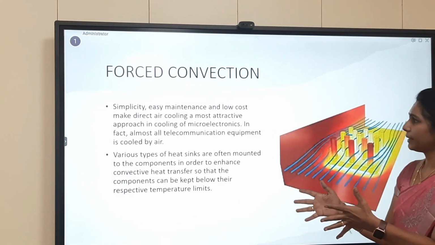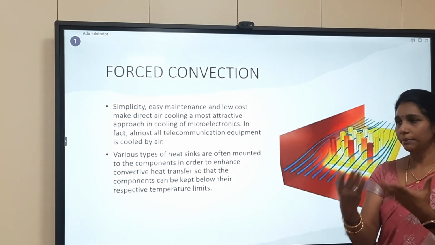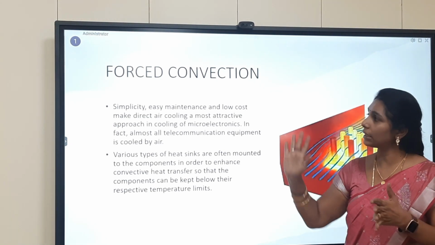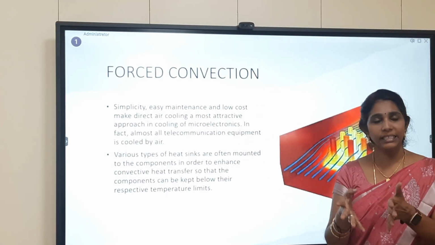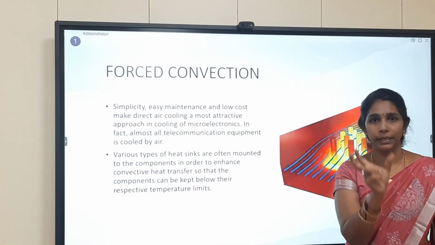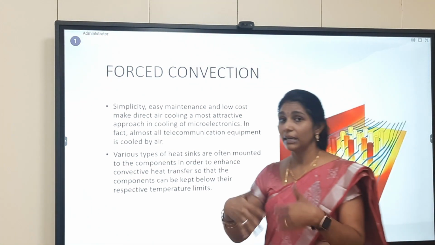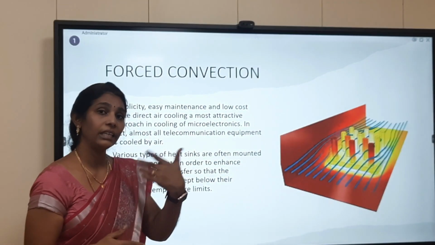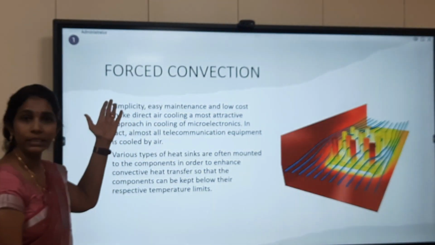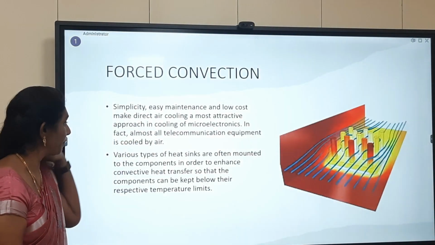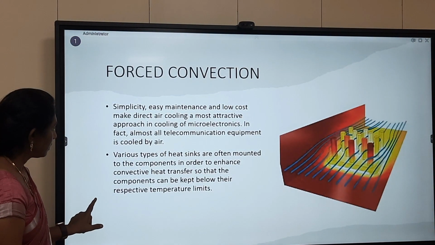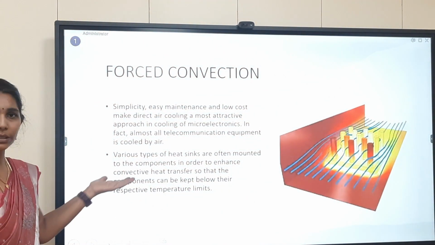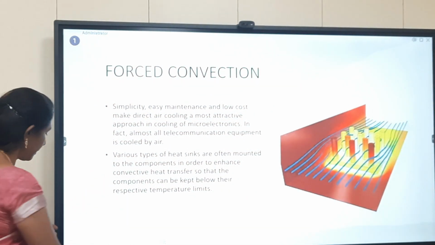Next is the forced convection. So see, though simplicity and easy maintenance are inbuilt components of natural convection, we still go for forced convection. The reason is, though the gadgets used are very small, the heat dissipation may affect the performance of the gadget, so that has to be fully removed. So when I say effective removal of heat loss, I obviously have to stick to forced convection only. So different types of heat sinks are often mounted on the components to make this possible.